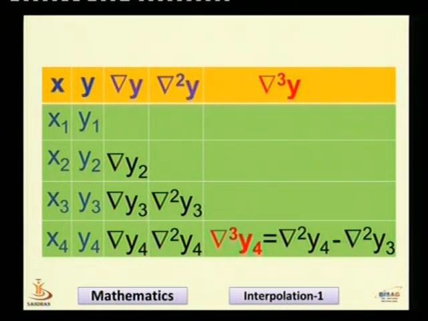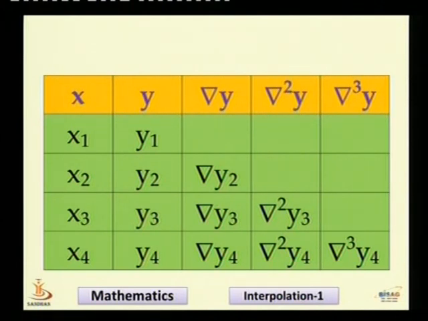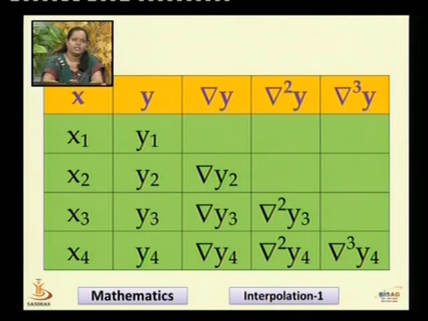We can visualize this in the general backward difference table for 4 points. Let's have a look at this, which we have already calculated. You can see from this backward difference table, it consists of 4 points, but it can be generalized. It has the form of a lower triangular form. It is in the form of lower triangular.